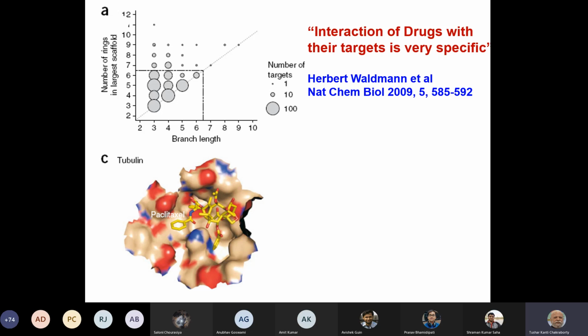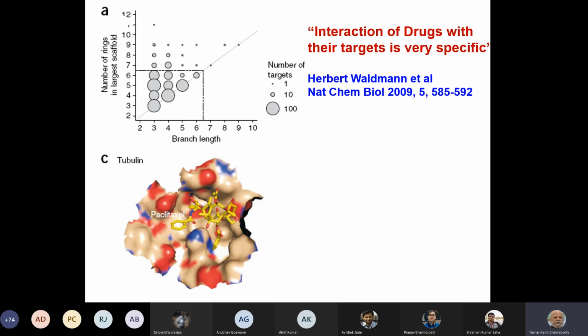For example, in this slide, you can see that as you increase the complexity of the molecule, branch length and many other features, the number of receptors it binds to becomes very specific. It becomes less. And if you have a very small molecule, sometimes it may have side effects, because it can bind to various receptors. This one shows an anti-cancer molecule called paclitaxel, which binds to an enzyme called tubulin. Very specific binding. So it will not bind to any other target inside your body, so it will have less side effects.